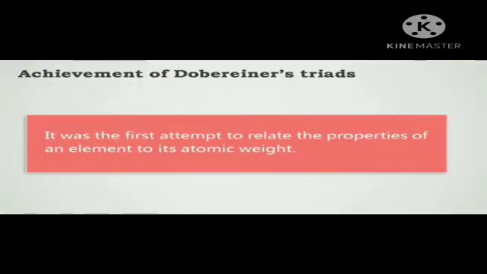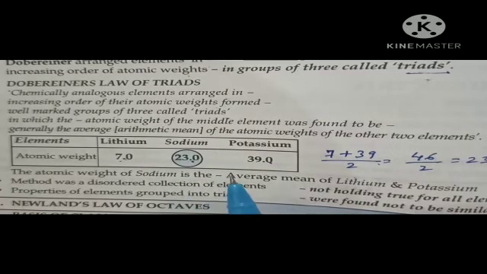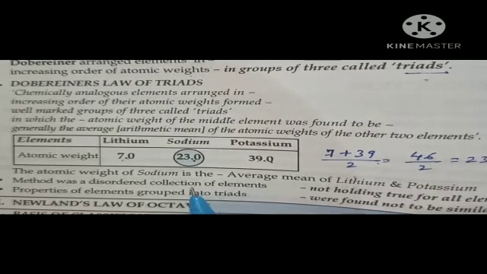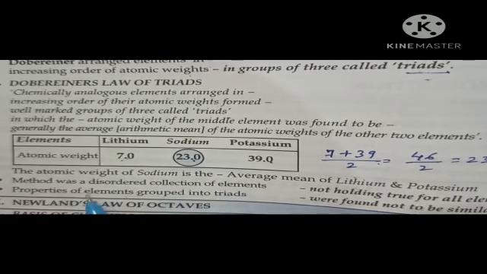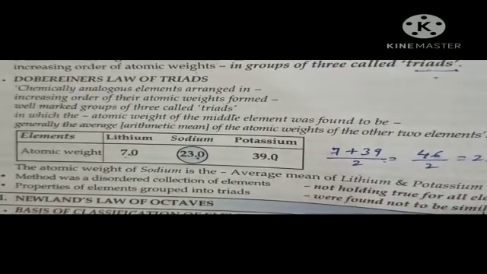So what was the achievement of Döbereiner's triads? It was the first attempt to relate the properties of an element to its atomic weight. But this method of classification was rejected for some reasons. First, this classification is applicable to a limited number of elements. Döbereiner's classification was discarded because it was not applicable to all the elements. Many dissimilar elements were grouped in triads, and the properties of elements grouped in triads were found not to be similar.